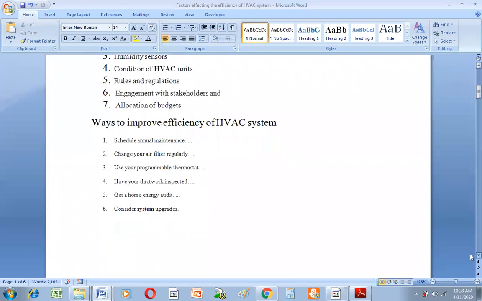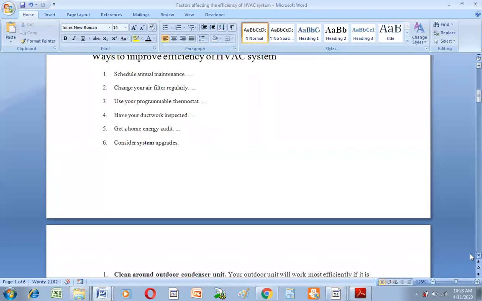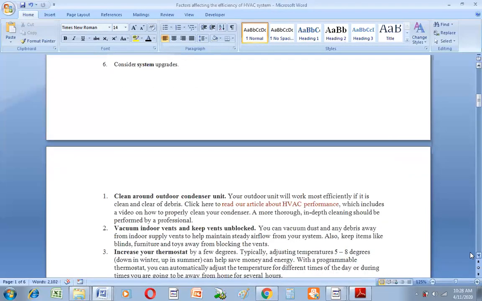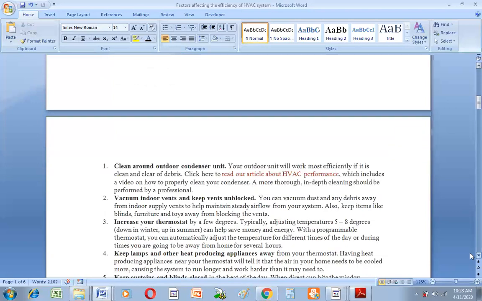The next point is... okay, now we'll see these points in detail. The next point is clean around the outdoor condenser. It means if there is a condenser unit, we have to clean it properly so that it will work efficiently. We have to remove the debris, dirt, and dust particles accumulated on it, so that it will work very efficiently. So the cleaning of the condenser is one of the points.